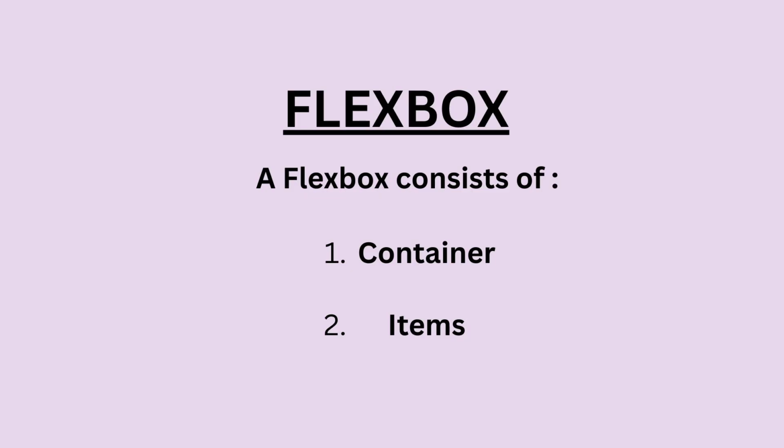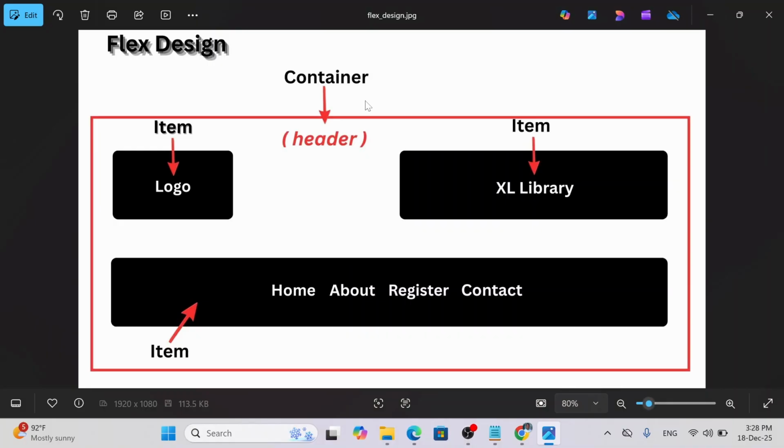And also, as you can see on the screen, the flexbox contains the container. You can see the container. The container is this box, red in color. This box, which is the header, that's the header. And then these are the items.